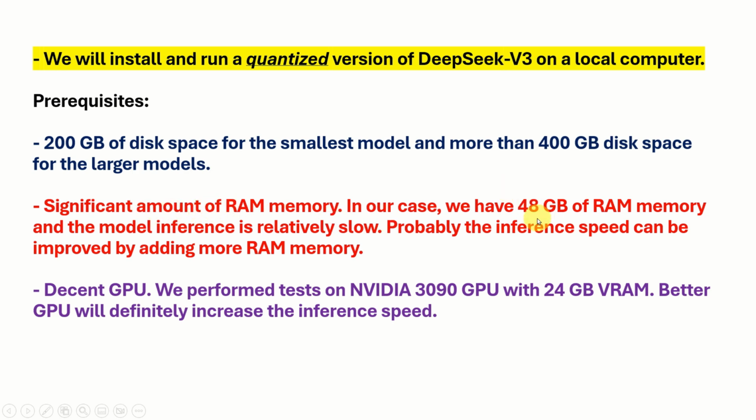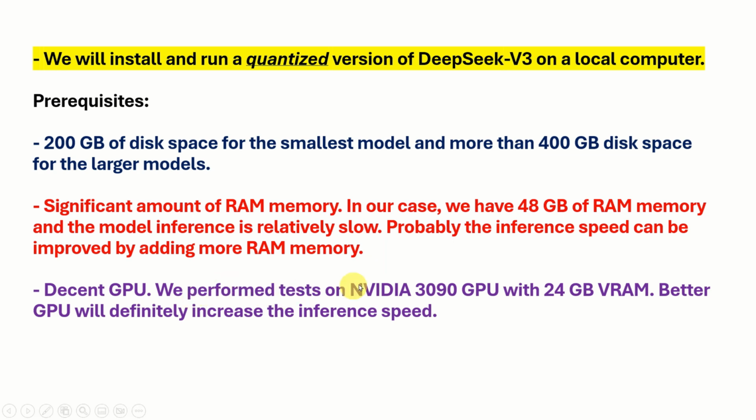In our case, we have 48 gigabytes of RAM memory and the model inference is relatively slow. Still relatively slow, even taking into account that we are using GPU. So probably the inference speed can be improved by adding more RAM memory. In the future, I'm probably going to add 60 more gigabytes of RAM to have at least 100 gigabytes of RAM memory. Then you will need a decent GPU.